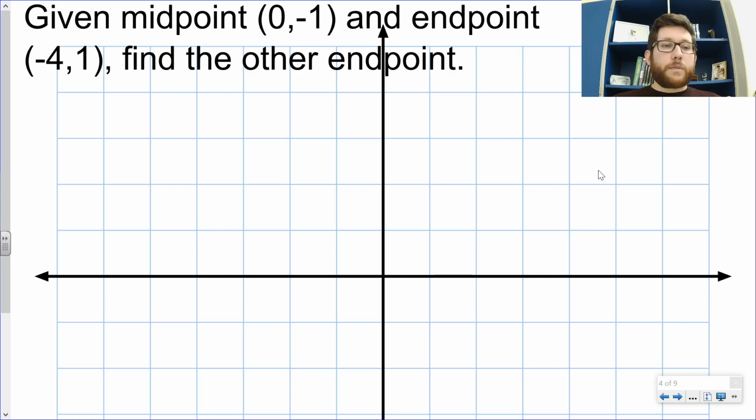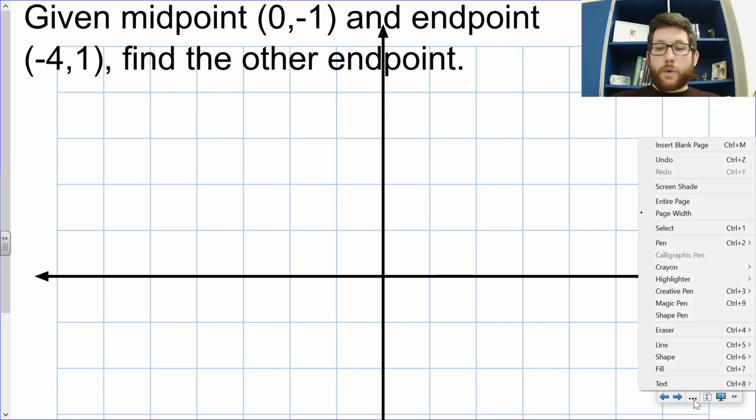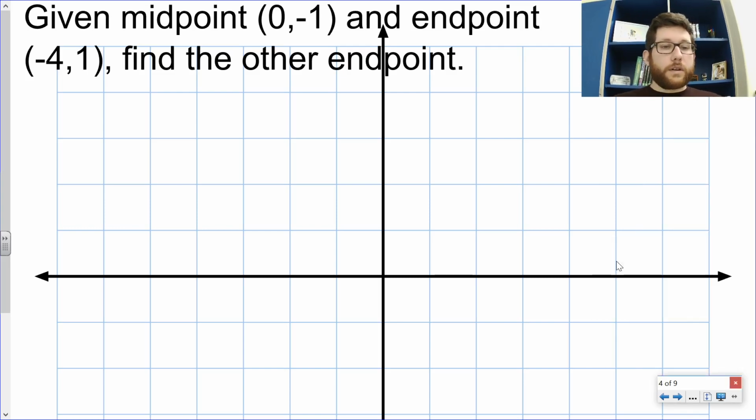So let's look at this problem here. We're given the midpoint of 0, -1 and the endpoint of -4, 1. We want to find the other endpoint. When we do midpoint problems, it's not necessarily stated this way, but you're given two endpoints. You have a line segment with two endpoints, and you average them out to find the middle. Now, instead of two endpoints, they give us an endpoint and a midpoint, and we have to solve for the other endpoint.